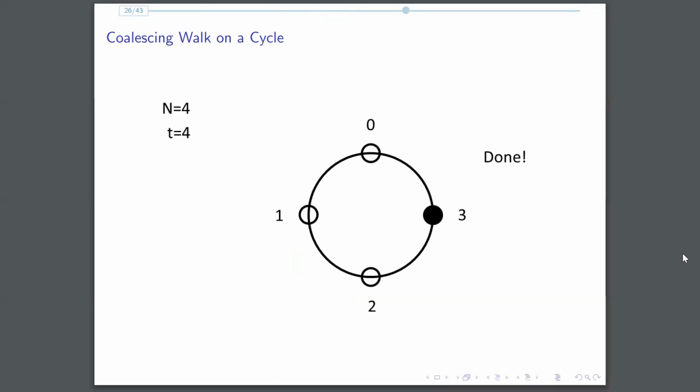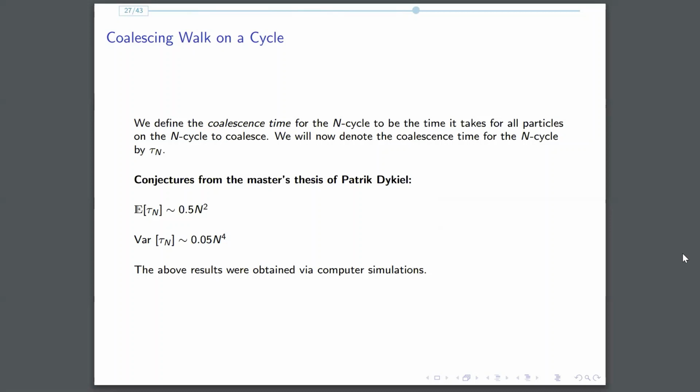Note that the coalescing walk on a cycle is essentially the same as the coalescing walk on an interval. However, in this case, the first vertex and the last vertex are connected to form a cycle. We define the coalescence time for the n cycle to be the time it takes for all particles on the n cycle to coalesce. We'll now denote the coalescence time for the n cycle to be tau n.